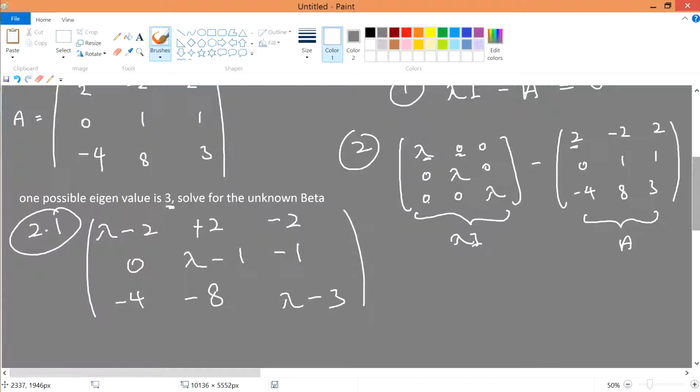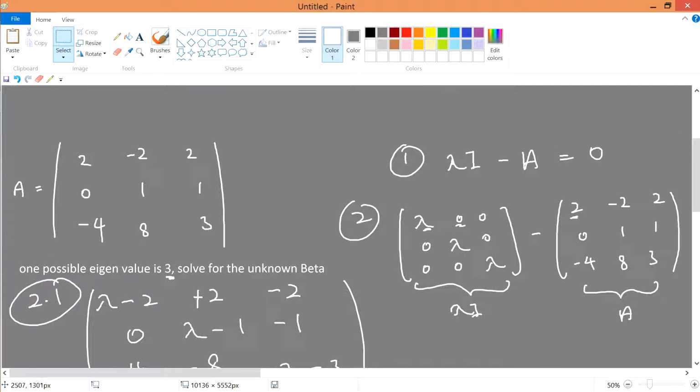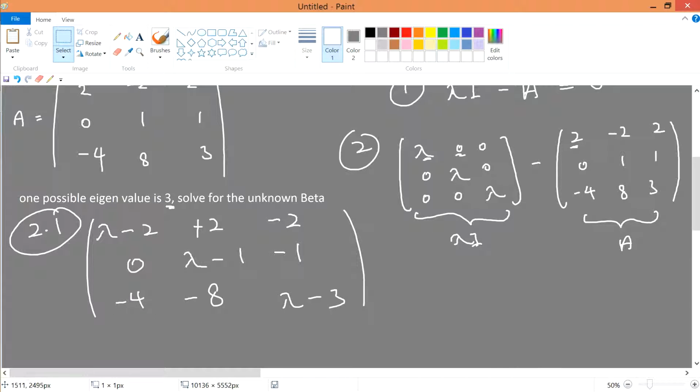Once I do that, the first thing I need to do is set up this equation. If you mentally know what it is already, you can straight away do this first step. So I can straight away fill in the lambda -2, because this is simply taking this equation, that's all. So lambda -2, lambda -1, and so on and so forth.